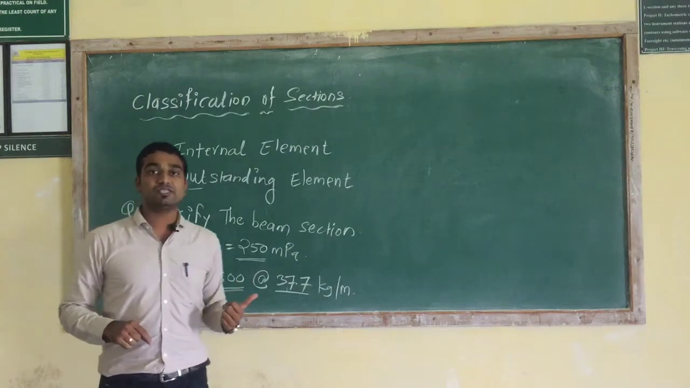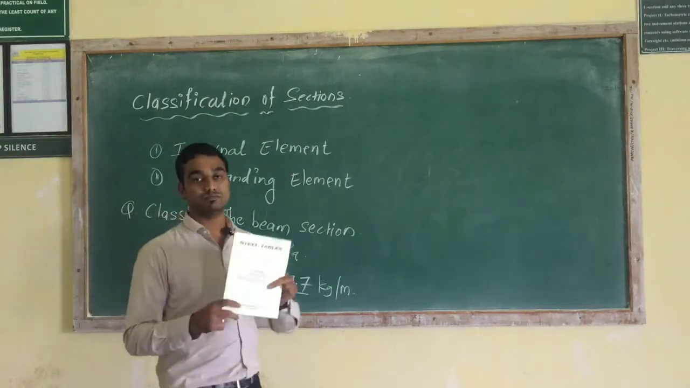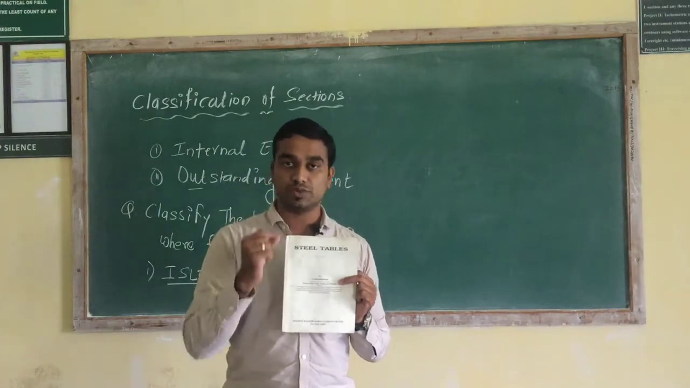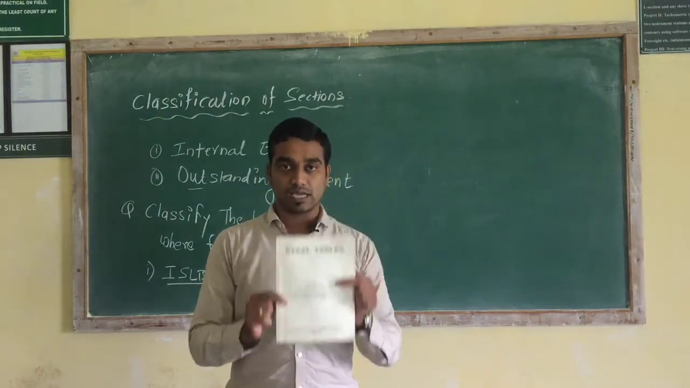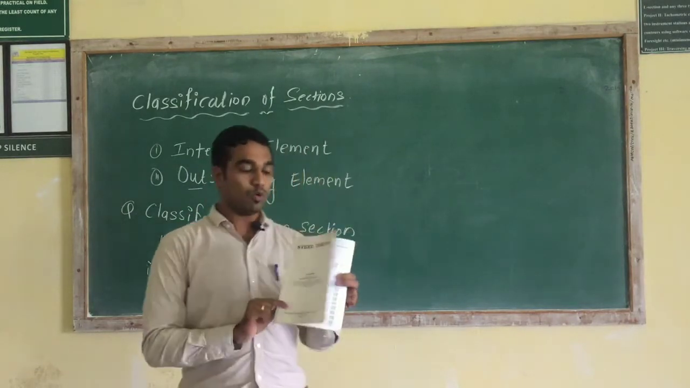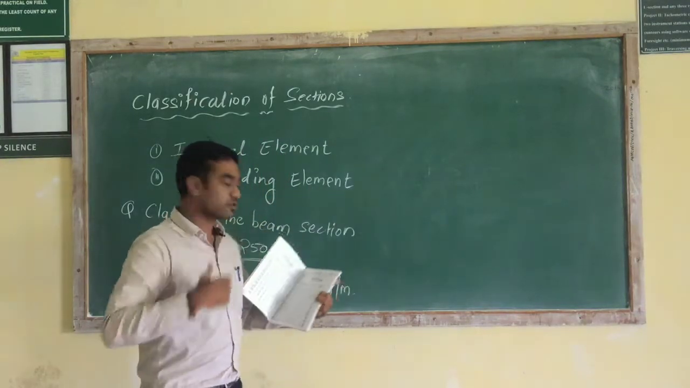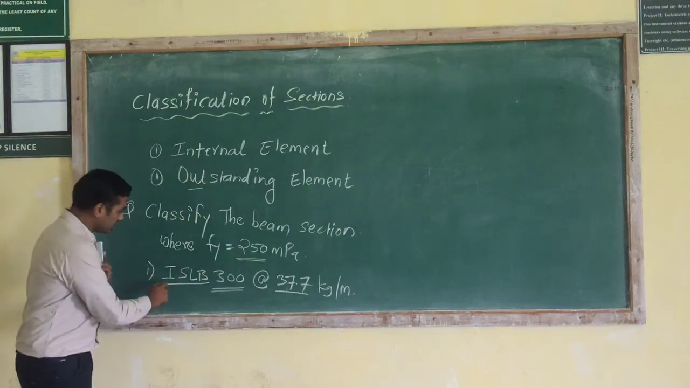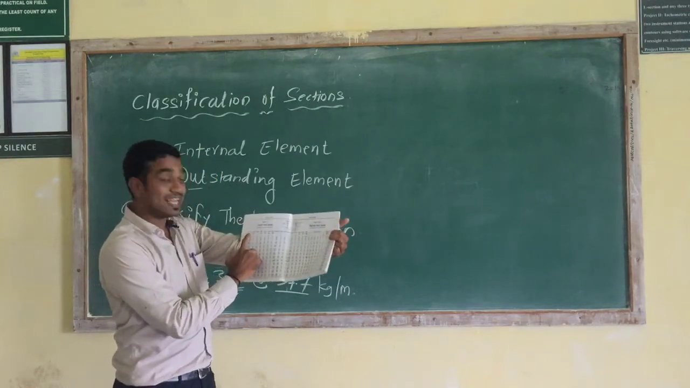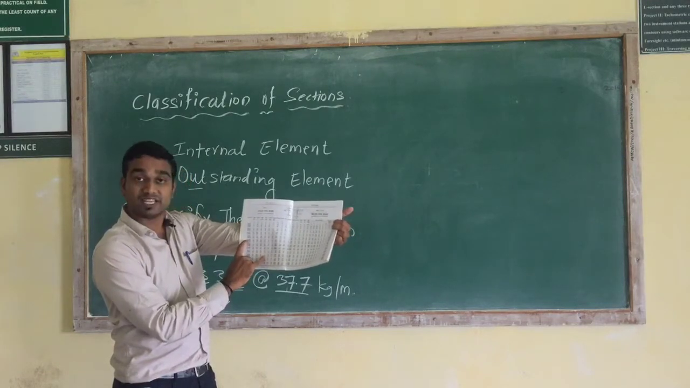To take the properties of this section, we have to use the steel table. Here we use the Ramamurthy steel table because it is approved by the university. If you do not have this steel table, you can use IS 808. First of all we have to identify the section ISLB 300. The first column in the steel table is the designation, where we can easily identify the section, that is ISLB 300.